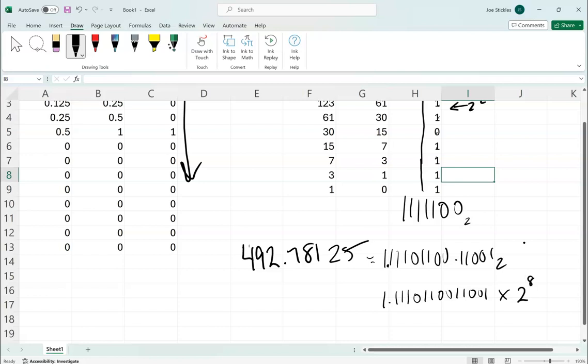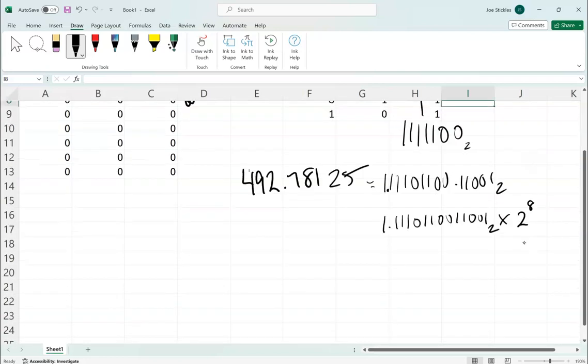Well, it's 8 to start with. Yeah, good. Okay. So we moved it from here to here. I got 8 places that we moved it, right? So that's why this exponent is an 8. How do we know? Just counting. 1, 2, 3.